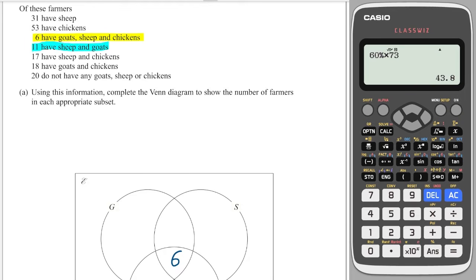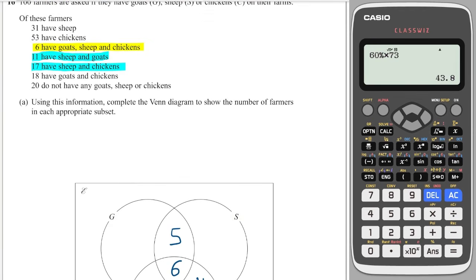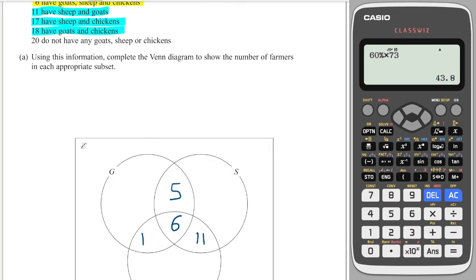So 11 have sheep and goat, but we have to take away the 6 that have already been included because those 6 people in the center have sheep and goats as well, which leaves 5 left over to go in the sheep and goats section. Next one, 17 sheep and chicken, but take away the 6, so that leaves 11 for sheep and chicken subset there. And 18 have goats and chicken, take away the 6 in the center, leaves you with 12 to go in this little region here.